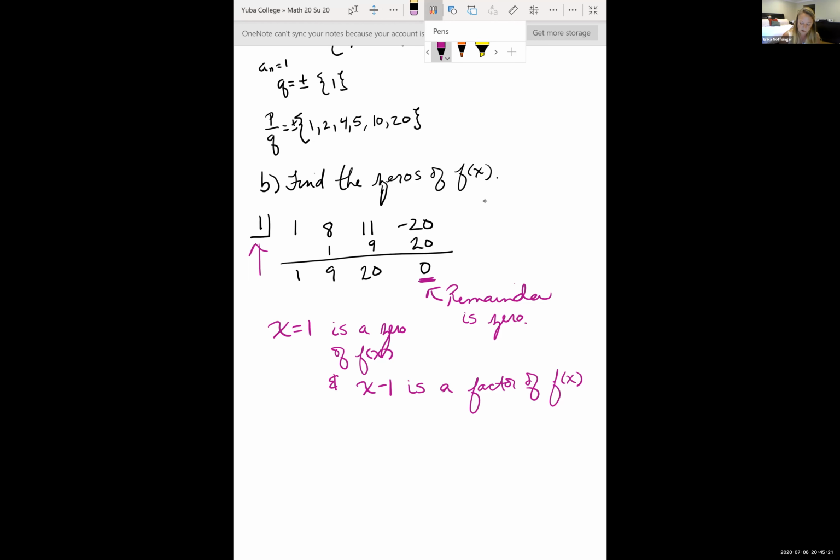So far, we can rewrite our polynomial f of x as the factor x minus 1 all times our quotient. And we can determine what that quotient was by looking at the bottom row of our synthetic division. So our quotient is 1 degree less than what we started at. We started with a cubic, x cubed, and so this is now going to start at a square. So this is 1x squared, or just x squared, plus 9x plus 20.